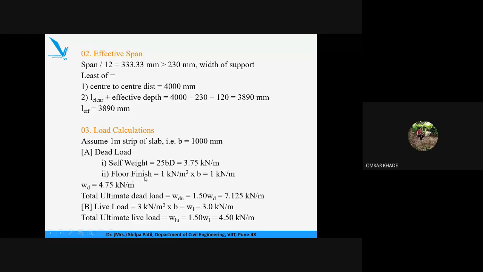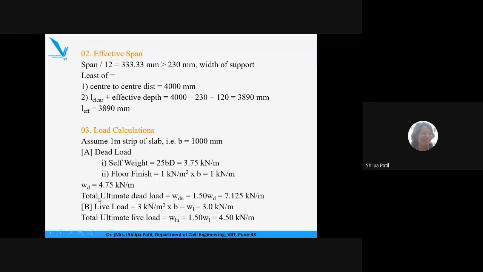Okay, fine. Next is floor finish, which we assume normally as 1 kilonewton per meter square. To convert it into UDL, we have to multiply it by width. So multiplied by 1 meter, we are getting 1 kilonewton per meter. So the total dead load we are getting is 4.75 kilonewton per meter.